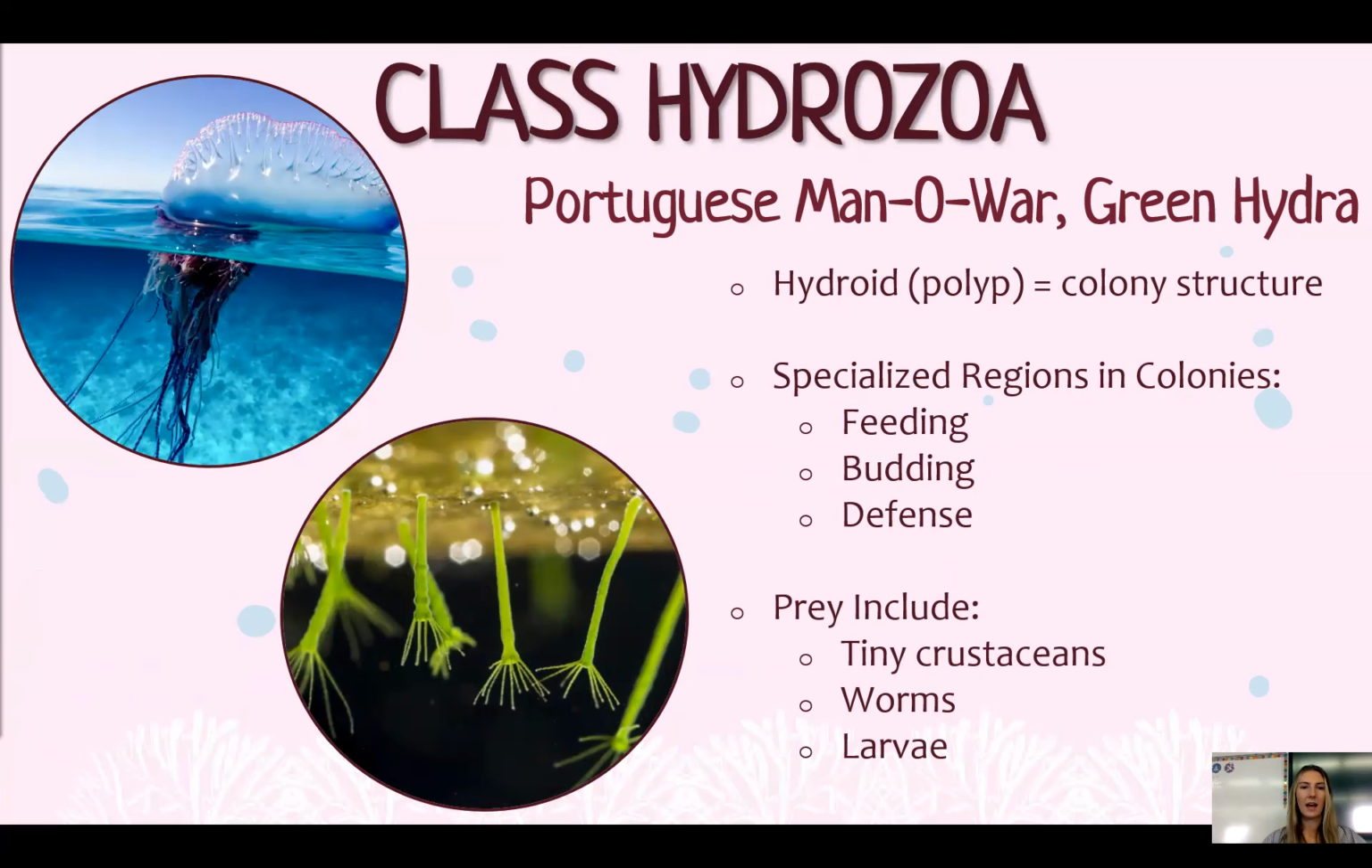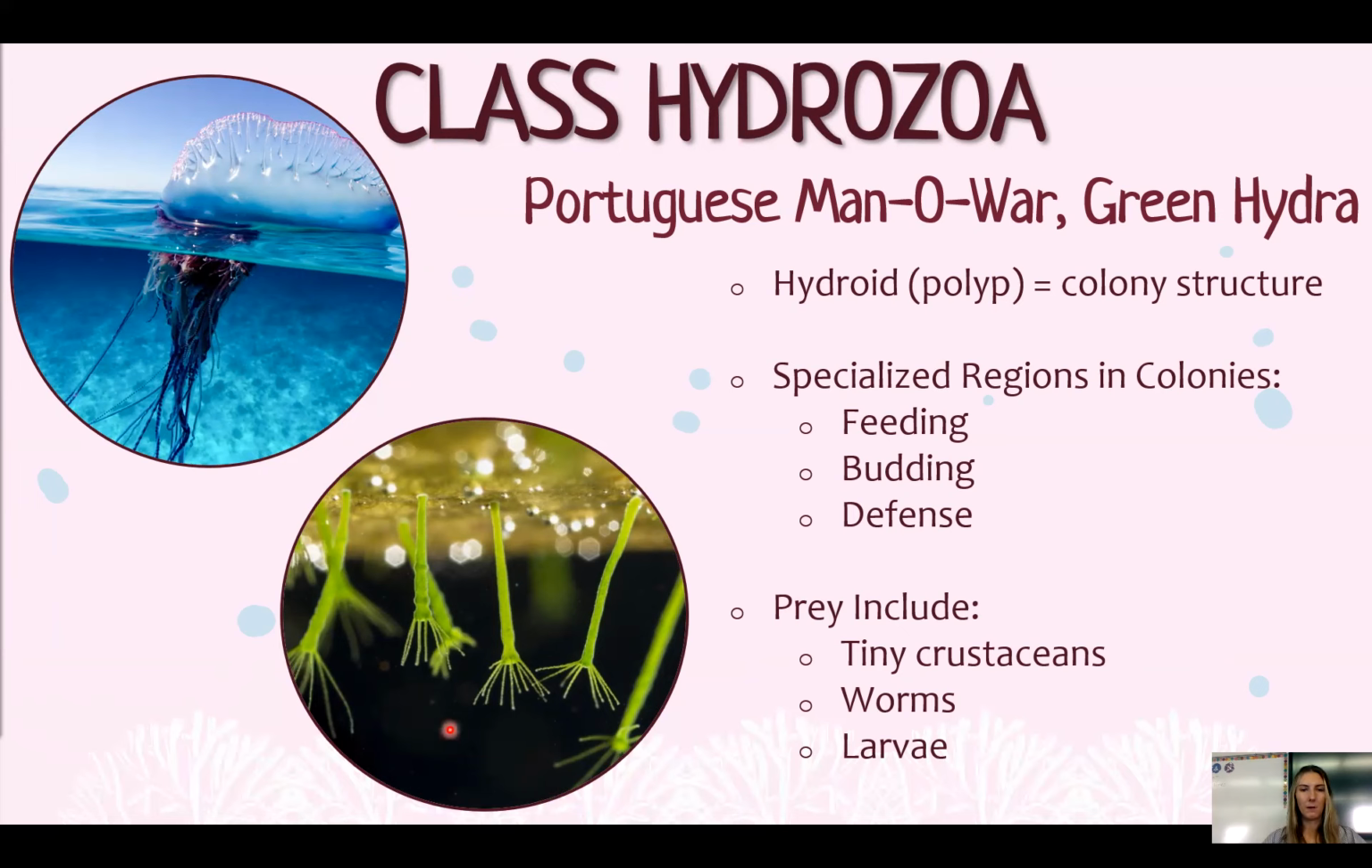All right, next is our class Hydrozoa. Things like this guy right here, the Portuguese man-o-war, are oftentimes confused as being a jellyfish, but they're actually not. They are a hydroid colony. They are made up of hundreds or even thousands of individual little hydropolyps that form this whole colony. And then there are going to be specialized regions if they do form colonies like this. There will be some sort of region for feeding, a region for budding, some sort of defense so that they can function together.